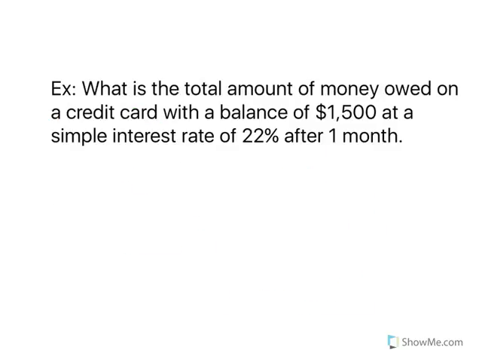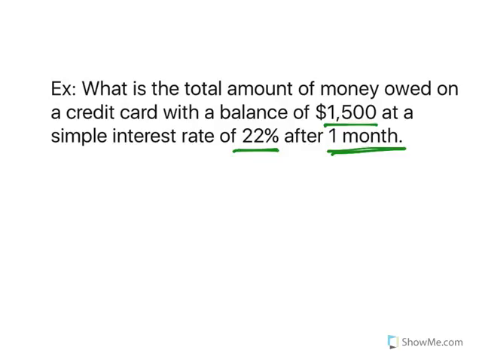Next example says, what is the total amount of money owed on a credit card with a balance of $1,500 at a simple interest rate of 22% after 1 month? So this is kind of how adults get in trouble, is that when we spend money on our credit cards and we can't pay it off, what happens is these credit card companies make a lot of money off of us and charge us interest. So we actually have to owe more money to them. So let's try to figure this out. So we have a balance of $1,500. We can't pay it. So this credit card company is going to charge us 22% after that first month.